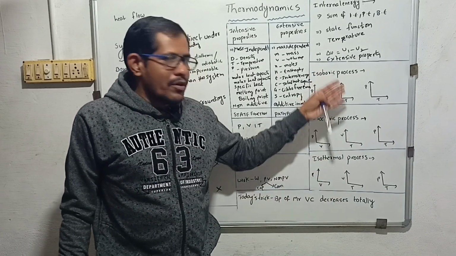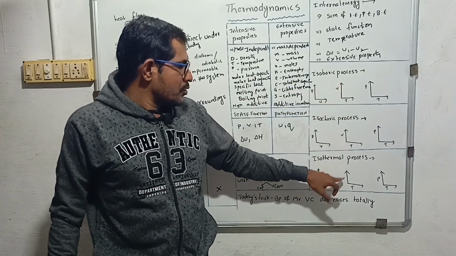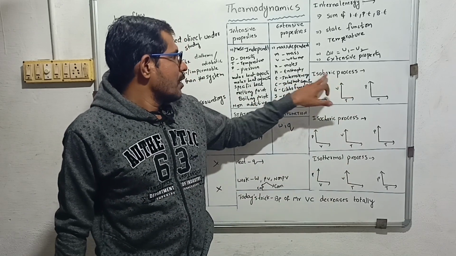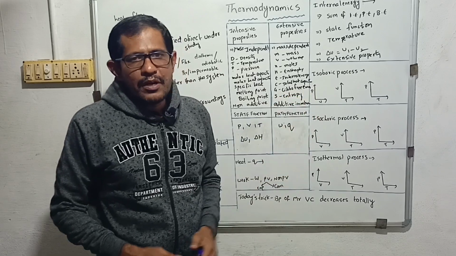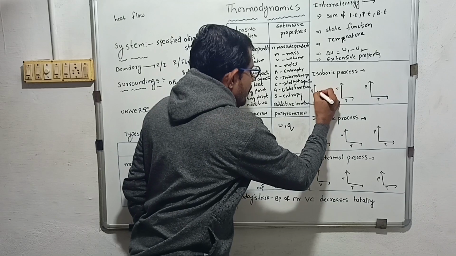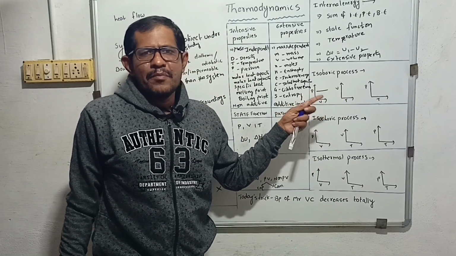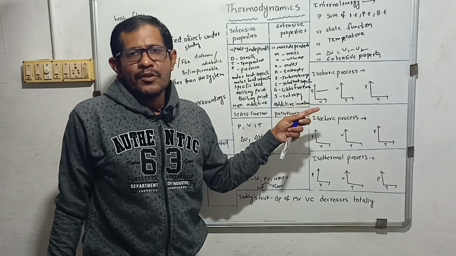So I will show you how to draw the graphs, because sometimes they will directly ask you the question. For the isobaric process, I told you just now the pressure is constant. That's why a straight line will come. Sir, why is a straight line coming? Pressure is constant, so why a straight line? We may ask you this question.